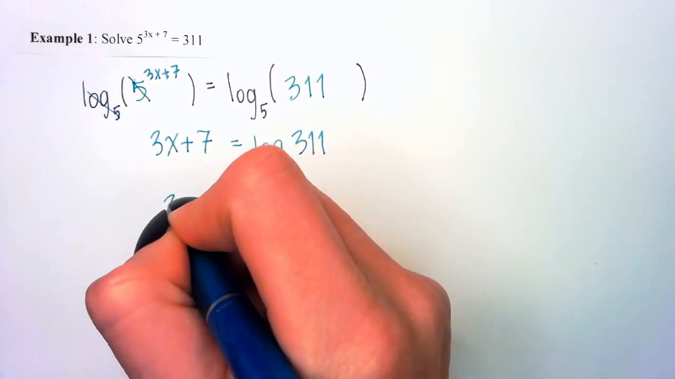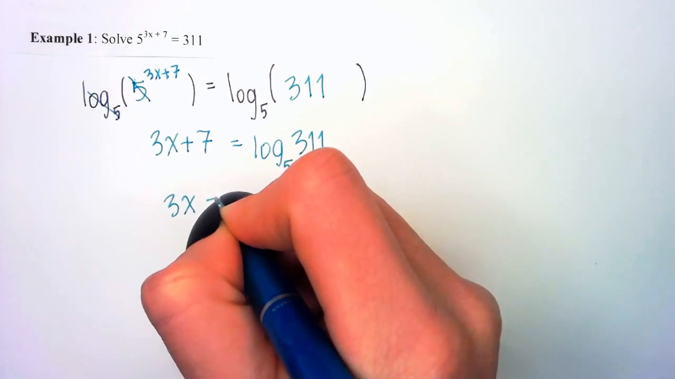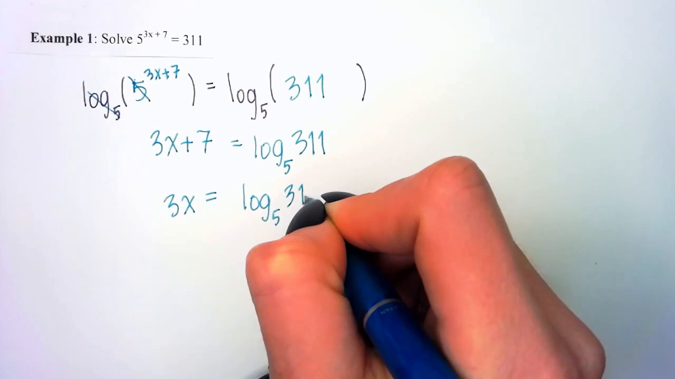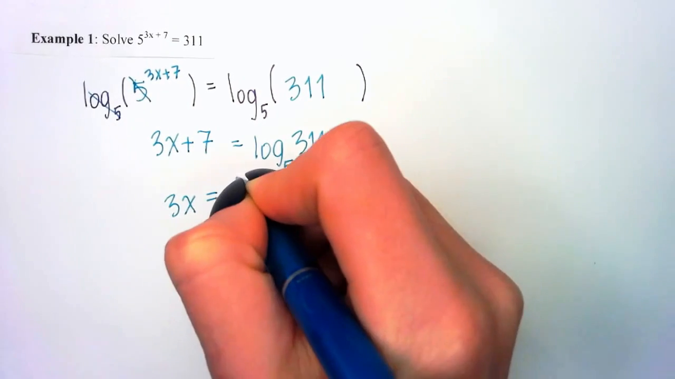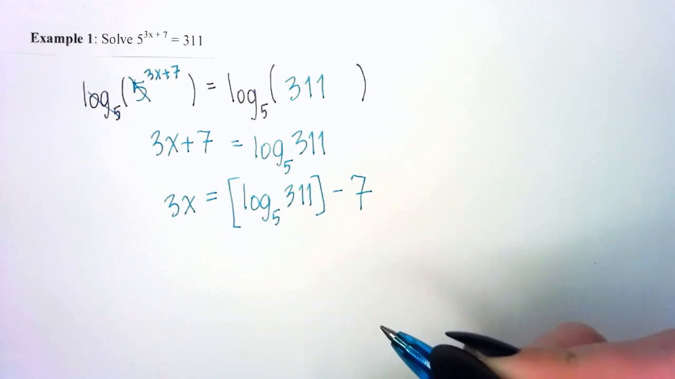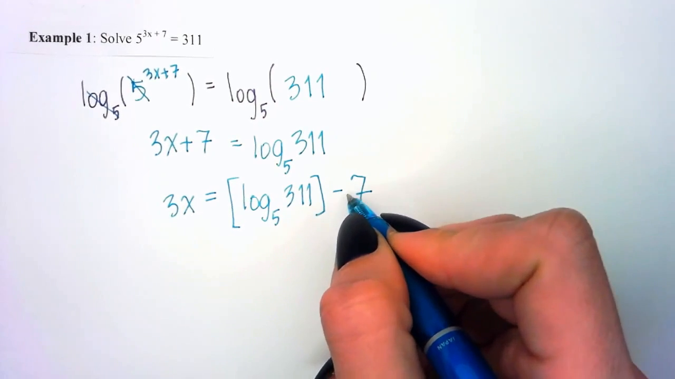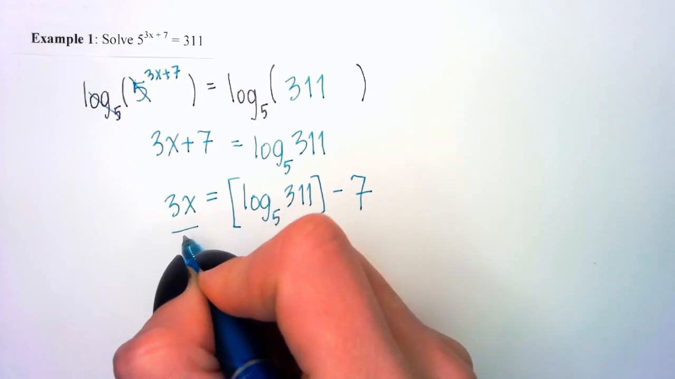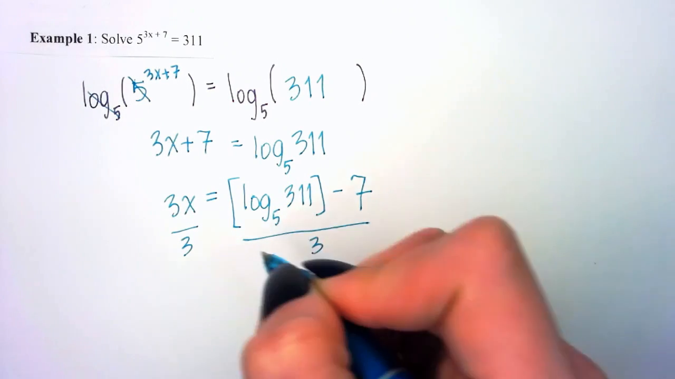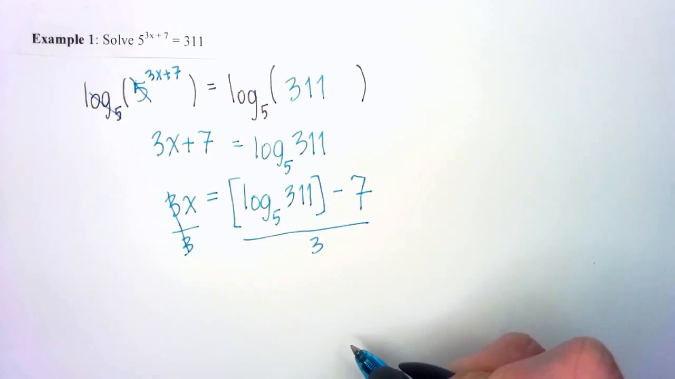Subtract 7 from both sides because we're trying to get x alone. Log base 5 of 311, which is all one thing here, minus 7. We definitely don't need those brackets. I'm just showing you that we can't combine the 7 and 311. Last step, we divide everything by 3, and we have x alone now.